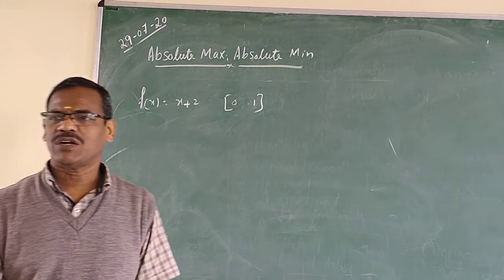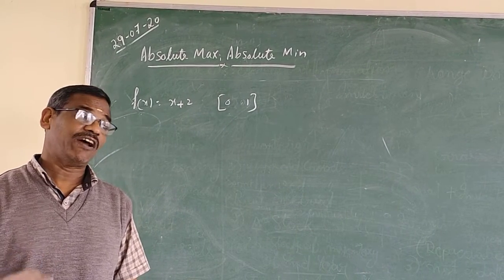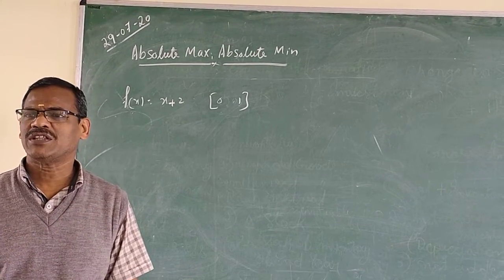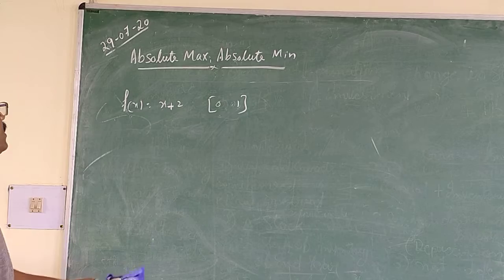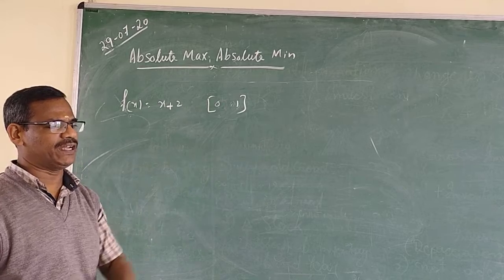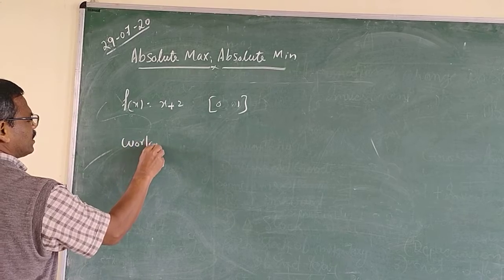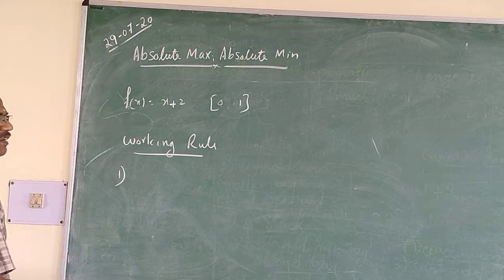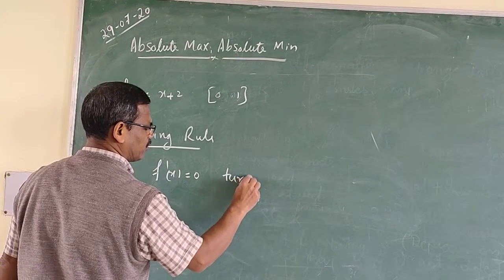In the second derivative test, we find f dash x and equate it to 0 and get the turning point, and find f double dash x at the turning point. We check whether it is positive or negative, and accordingly decide which is the maxima and which is the minima. Now in the case of absolute maxima and absolute minima, based on the last two theorems, the working rule is: the first step is solving f dash x equal to 0 and getting the turning point or critical point.